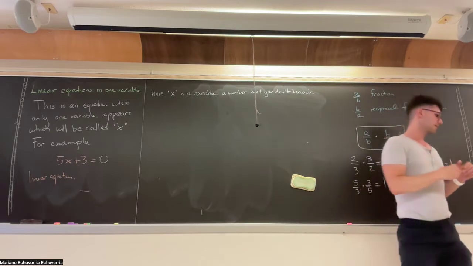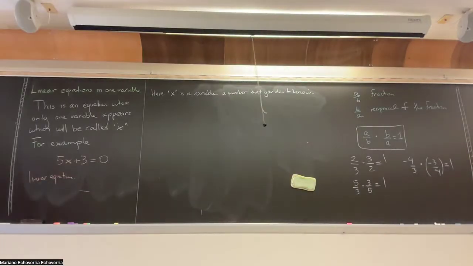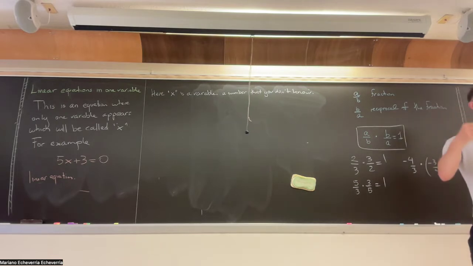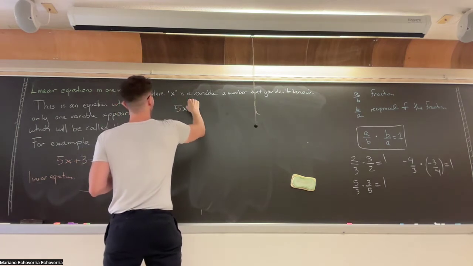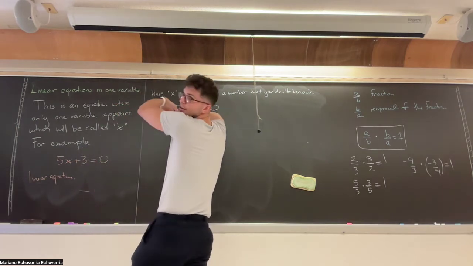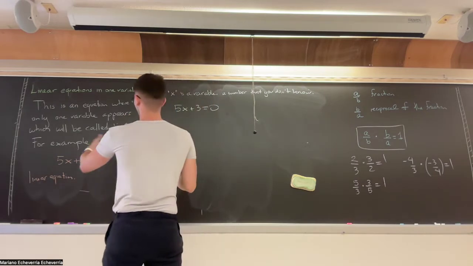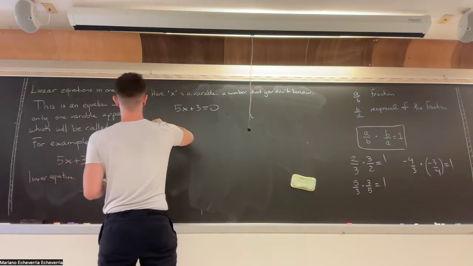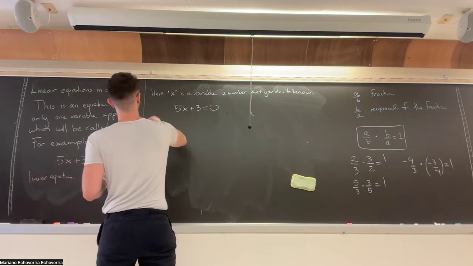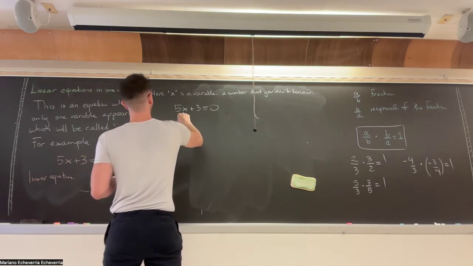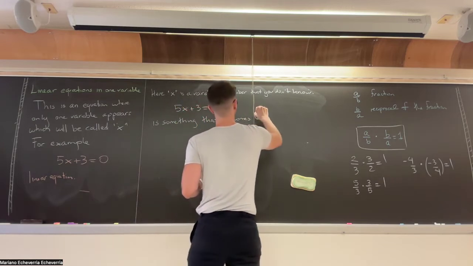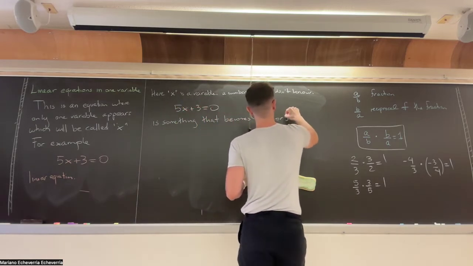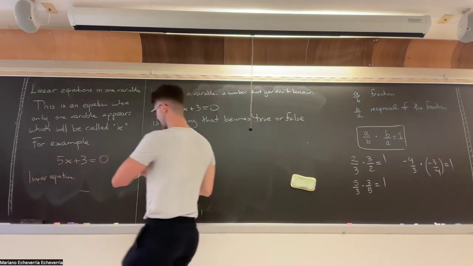Okay, and the way to think about the equation is that the equation can be either true or false, depending on the value that you give to x. So this is something that becomes true or false depending on what value you give to x, depending on the values x takes.